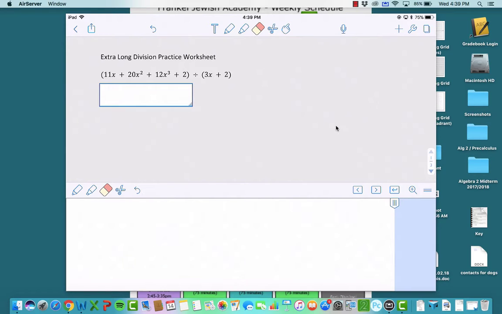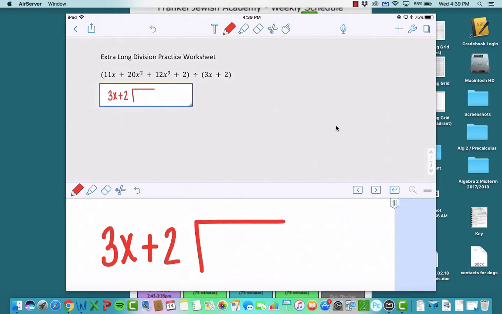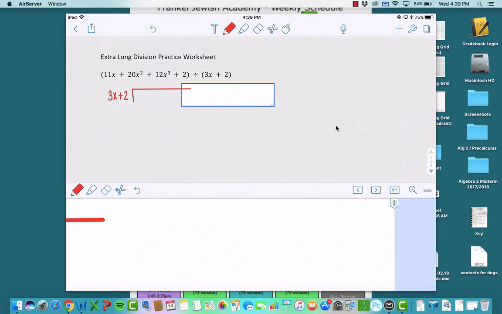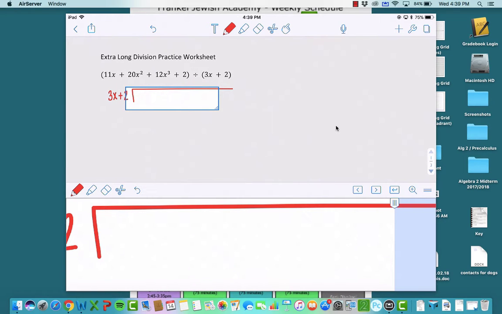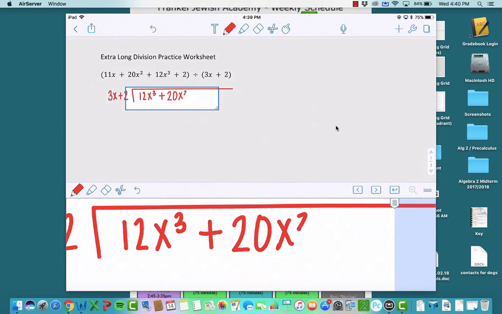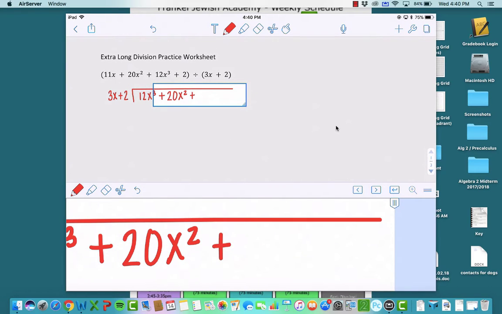It currently is not. So I'm going to write what's outside: 3x plus 2 goes outside the division house, and under the division house I'm going to make sure to rewrite it in standard form. So 12x cubed goes first, plus 20x squared, plus 11x plus 2.